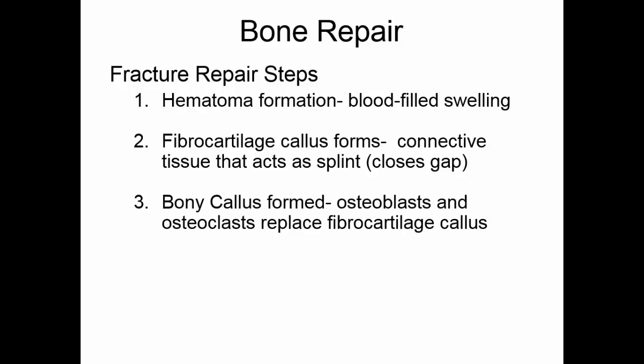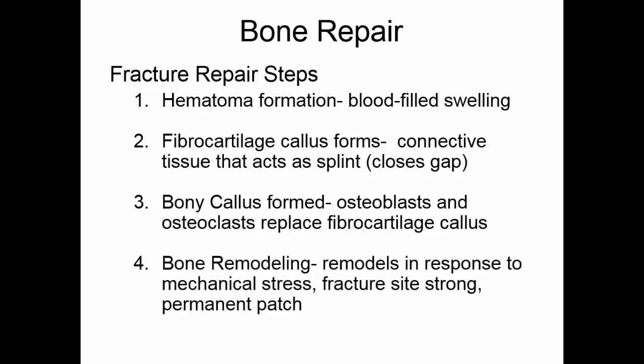Osteoblasts and osteoclasts move in and begin to remodel the bone. They begin to replace the fibrocartilage with bone, and then they do the final remodeling. Remodeling occurs in response to the mechanical stress placed on the bone. The fracture site will be as strong as it was before. This is a very permanent patch.